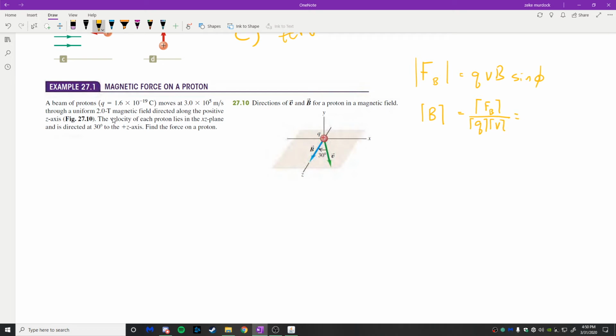So what's this going to be? F_B is going to be in units of newtons, right? Q is in units of coulombs, and velocity is in units of meters per second. But coulombs per second, right? 1 coulomb divided by a second, what's that equal to?